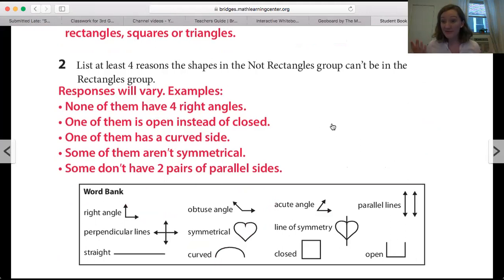One of them is open instead of closed. It has a hole in it. One of them has a curved side, more like a circle. I know circles and rectangles are not the same.